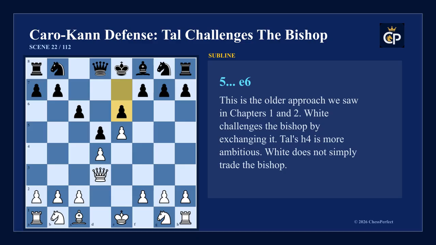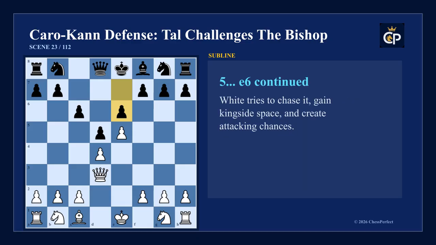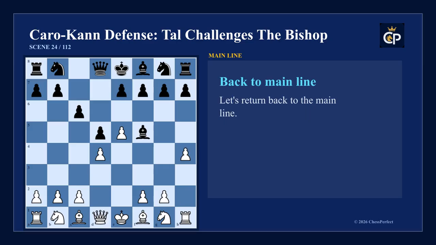Tal's h4 is more ambitious. White does not simply trade the bishop. White tries to chase it, gain kingside space, and create attacking chances. Let's return back to the main line.